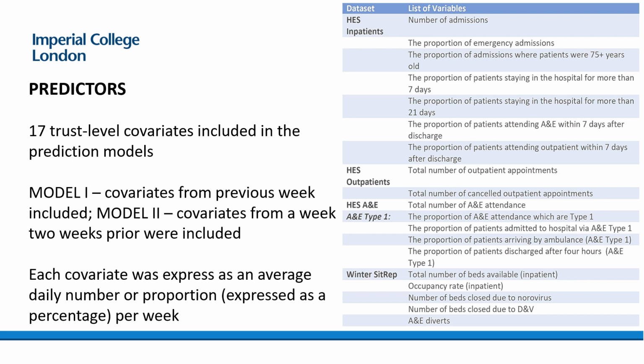Model 1 included covariates from the previous week. In Model 2, covariates from 2 weeks prior were included. Each covariate was expressed as an average daily number or proportion per week.